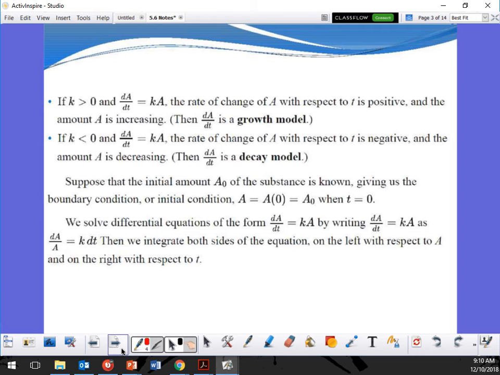Anyway, we solve differential equations in the form dA/dt = kA by writing that as dA/A = k dt. A little bit of algebra, you could actually get that, right? This right here changes to this right here. Integrate both sides of the equation, on the left with respect to A and on the right with respect to t.